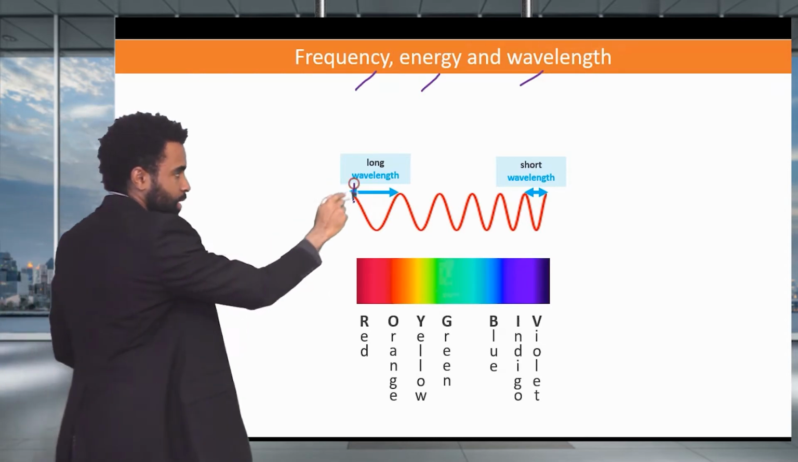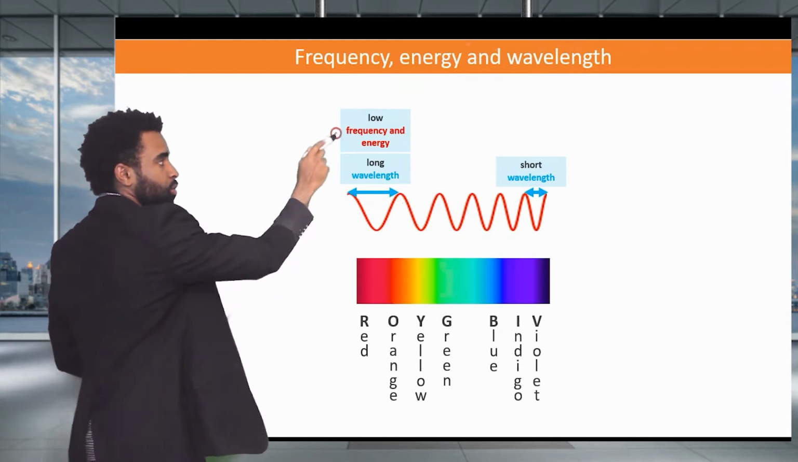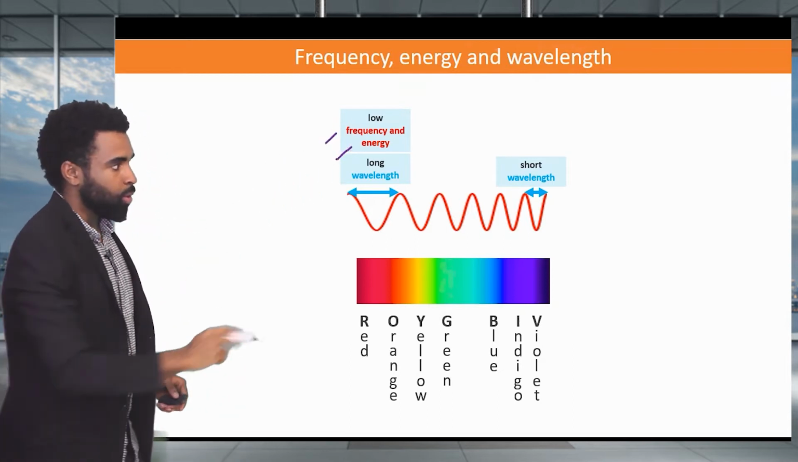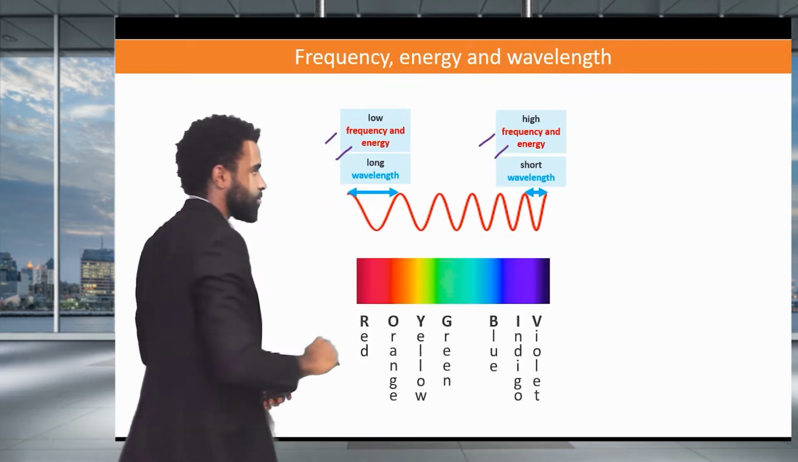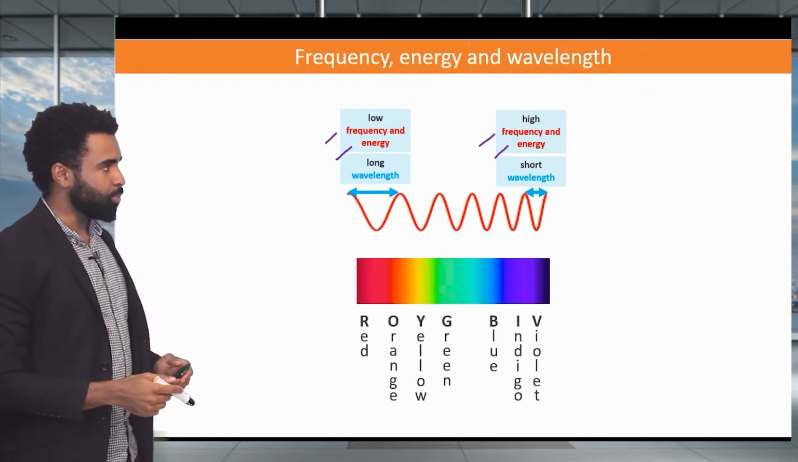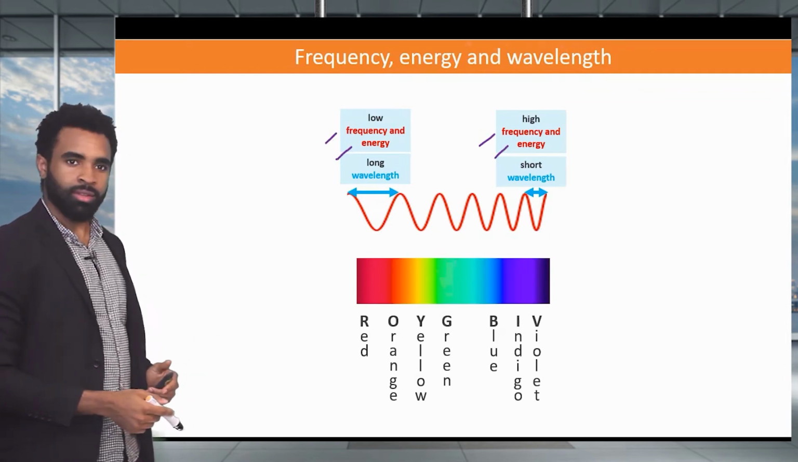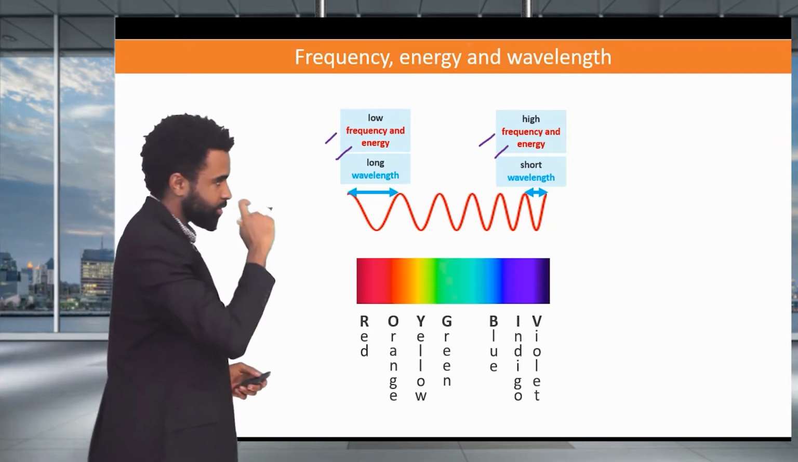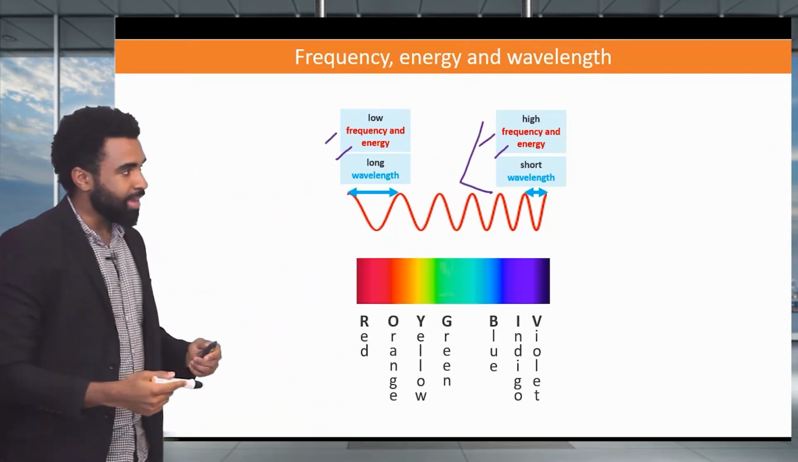So you have a long wavelength. It turns out that a long wavelength is correlated with a low frequency and energy, while a short wavelength is correlated with a high frequency and energy. Or not correlated, correlated isn't the right word. Proportional to, you could think. Or connected to. Well, let's move on.